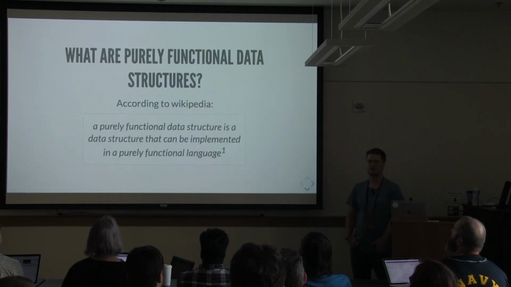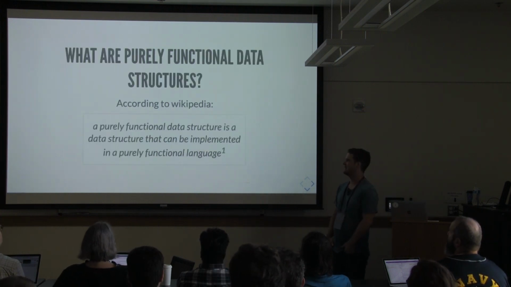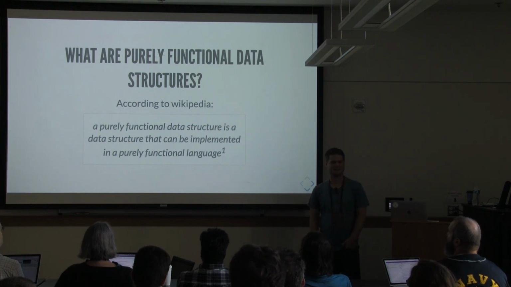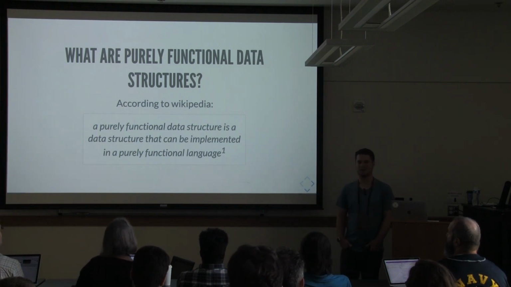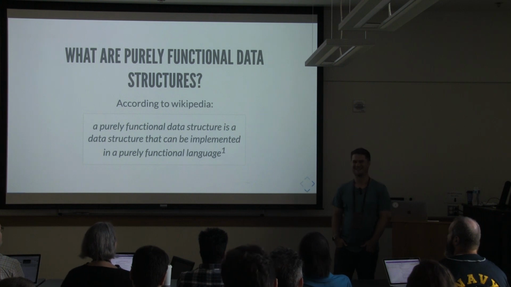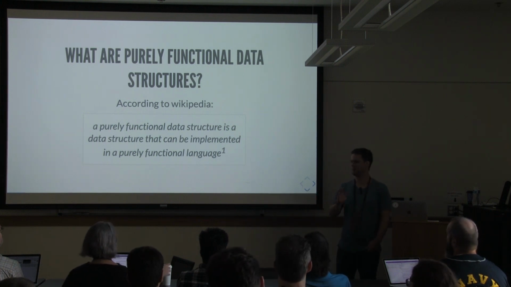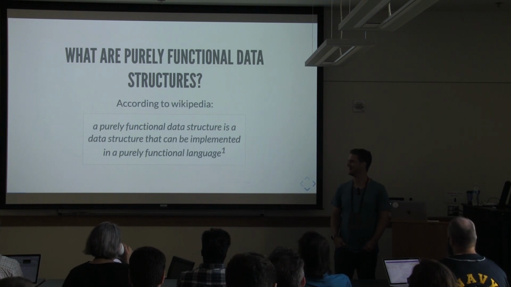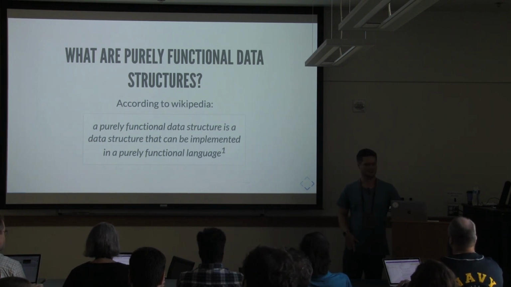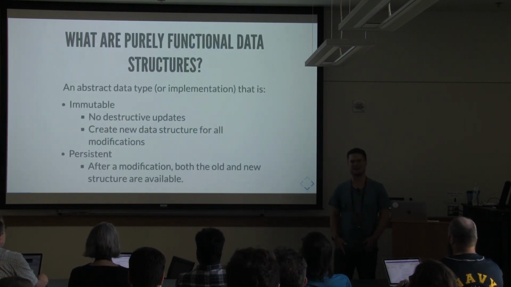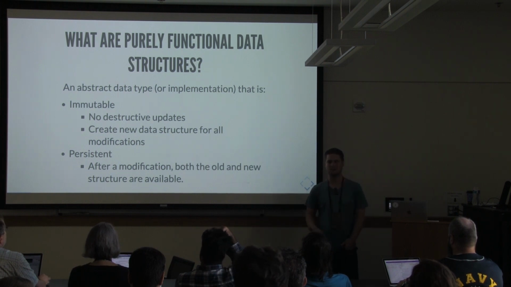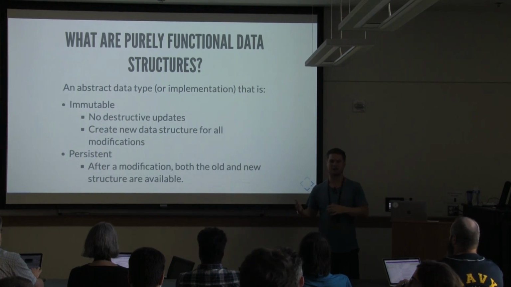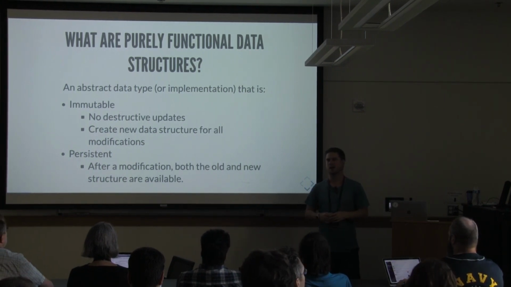So what are purely functional data structures? Wikipedia says a purely functional data structure is a data structure that can be implemented in a purely functional language. This is 100% correct and 100% useless. So what we really mean by that is they have two primary properties. They're immutable, which means we don't do any destructive updates. If we want to make a change, we actually make a new structure.